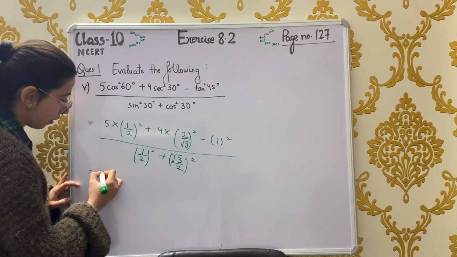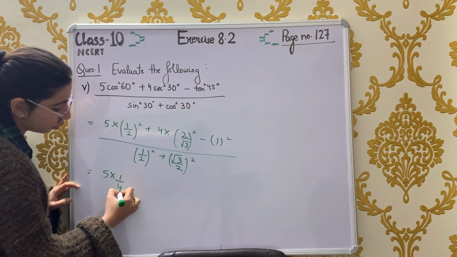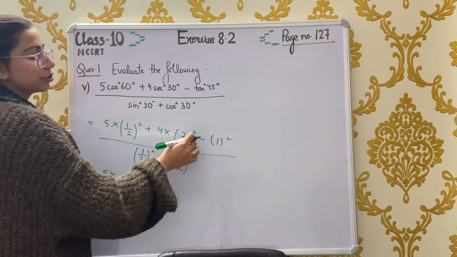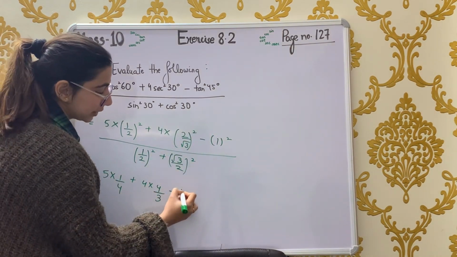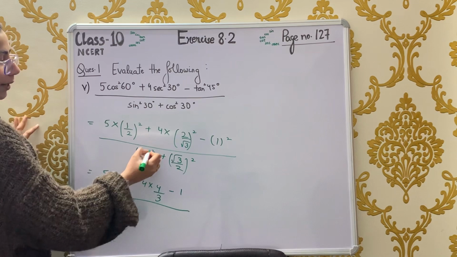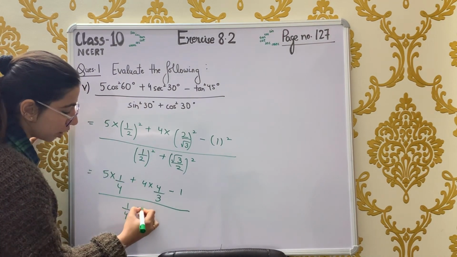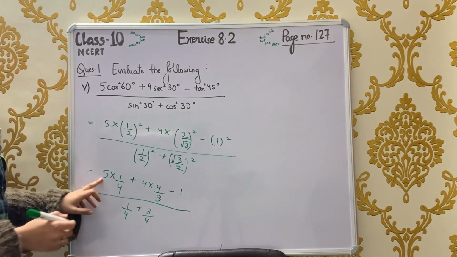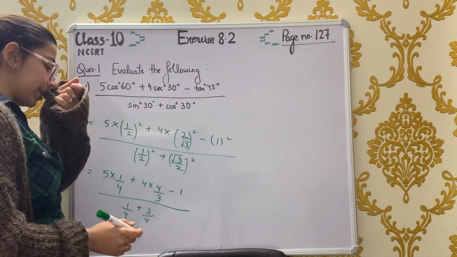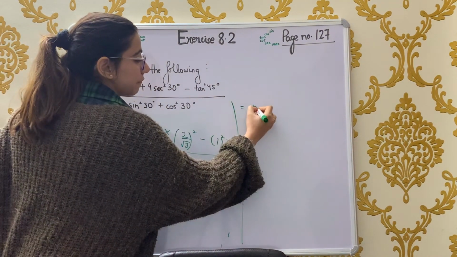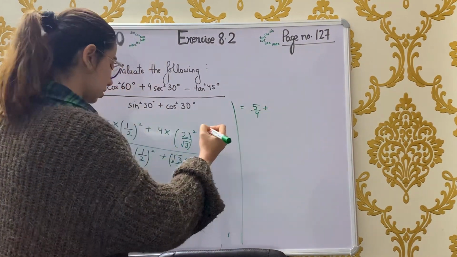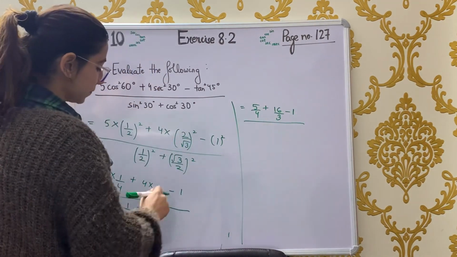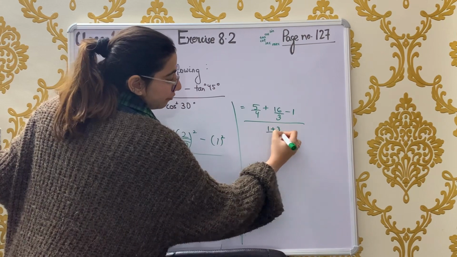Okay. Now 5 into 1 by 4 plus 4 into square of 2 is 4 and square root of 3 is going to be 3 only. Minus 1 upon 1 by 2 whole square is going to be 1 by 4 plus root 3 square is 3 by 4. Taking LCM in the denominator first, numerator becomes 5 by 4 plus 16 by 3 minus 1 and the denominator becomes 1 plus 3 by 4.